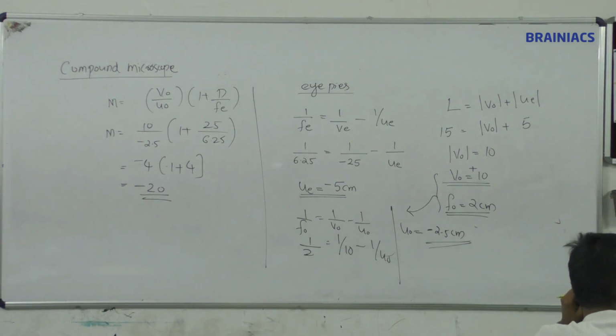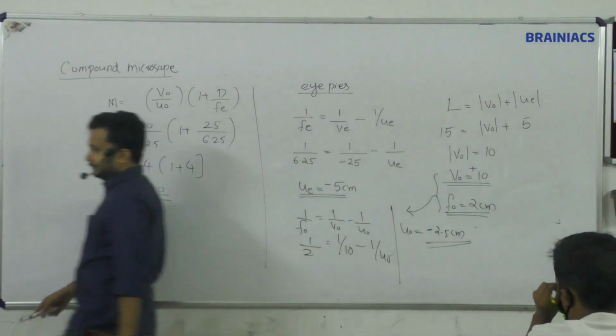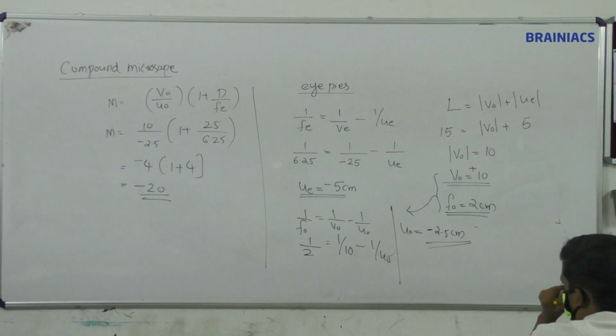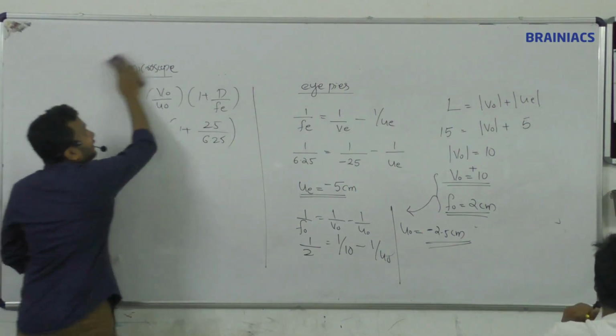Okay, then next write the heading: Telescope. Telescope will finish, and then we have to start the next chapter, rotational motion.